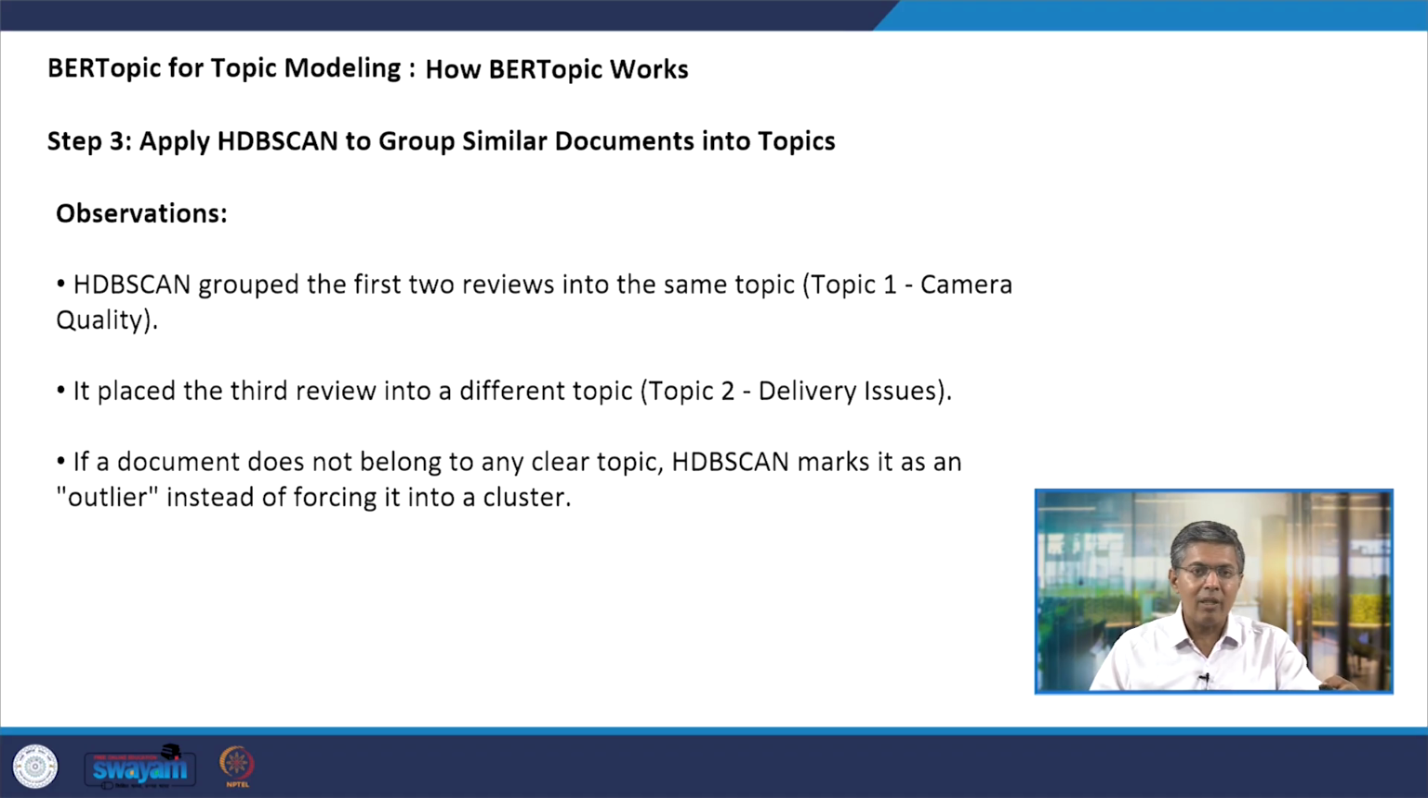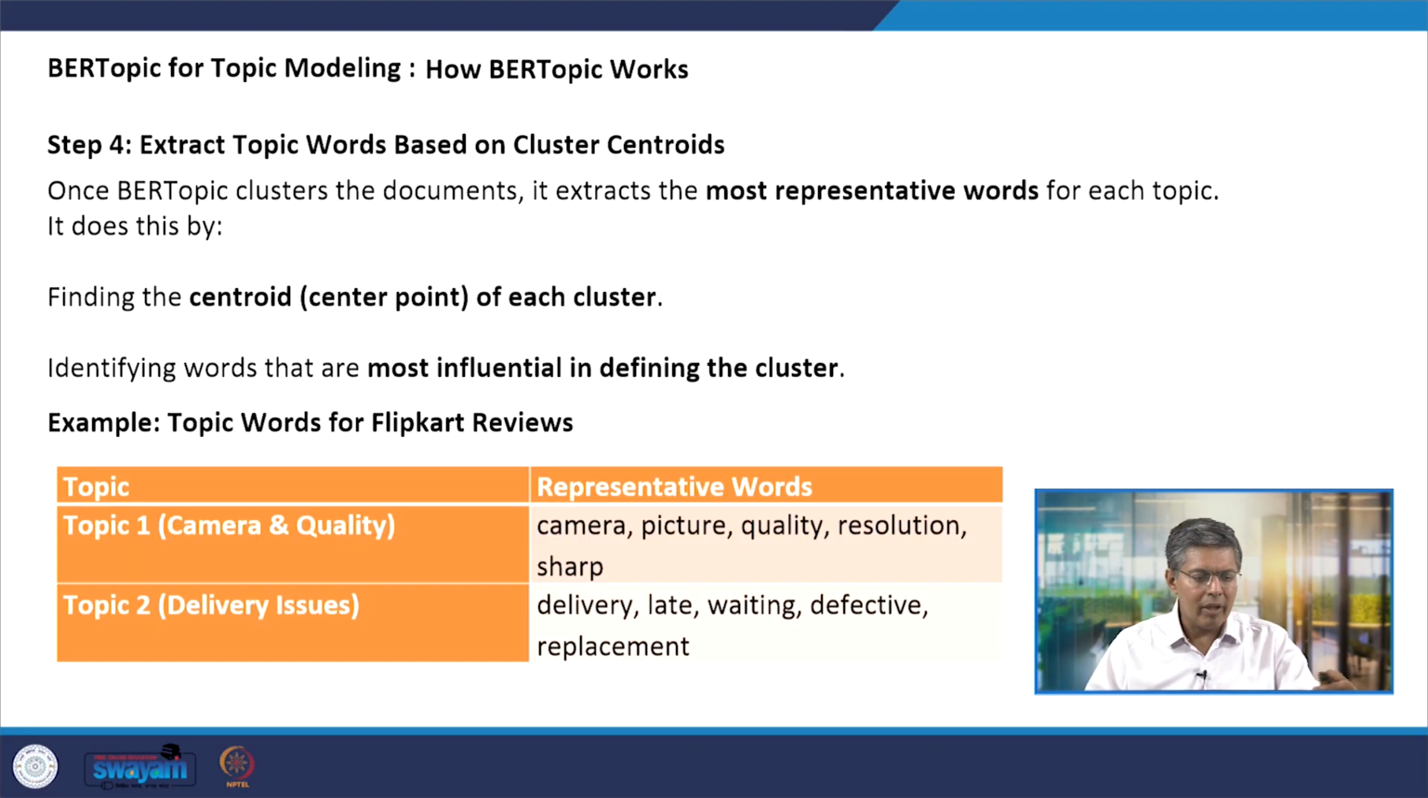So, that is what I was saying, sometimes when things are very similar, it becomes difficult, or something is not matching, right. Then that would be considered an outlier, and it does not force them into a cluster, it would just remove them. Okay. In the fourth step, it helps to extract topics based on the cluster centroids.